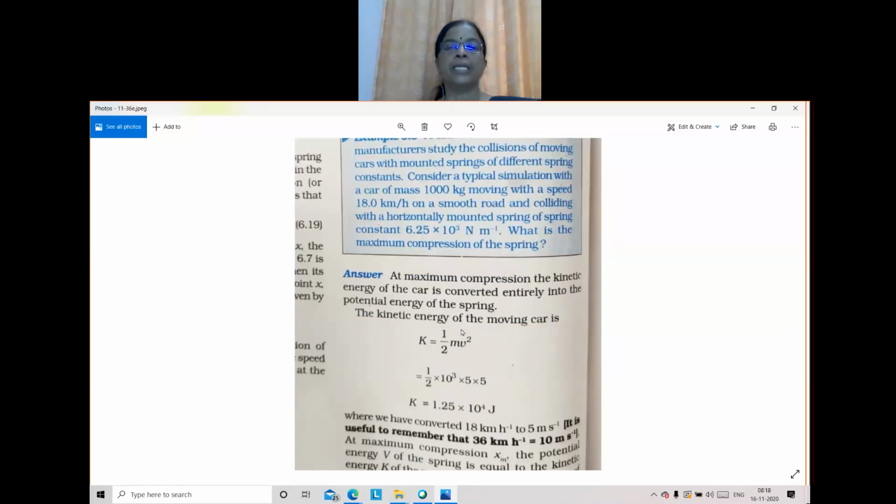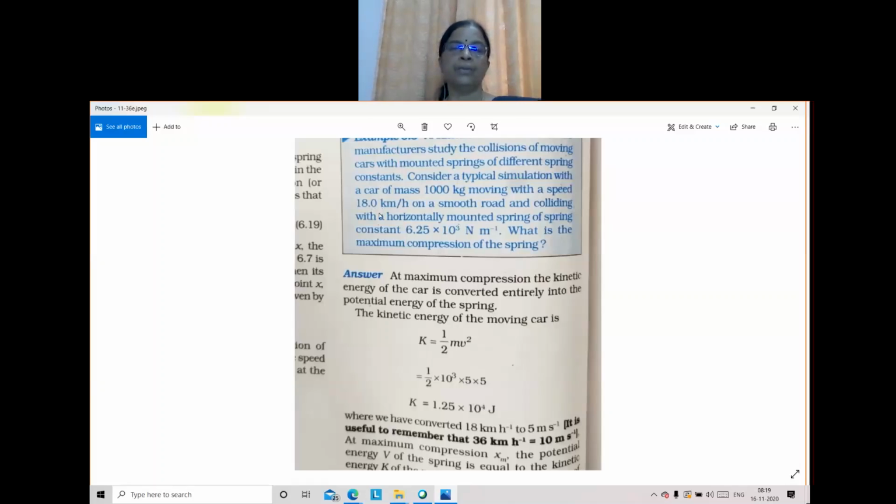So the kinetic energy of the moving car is converted into energy that compresses the spring. That much energy is used to compress the spring. So kinetic energy is equal to half mv square, half into m, 1000 kg, 10 raised to 3 kilogram into v. V is, I told you, 18 kilometer per hour. You have to convert into meter per second.